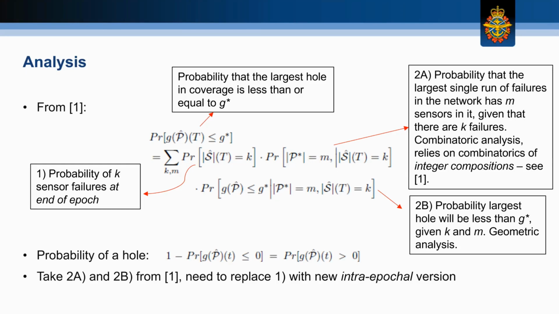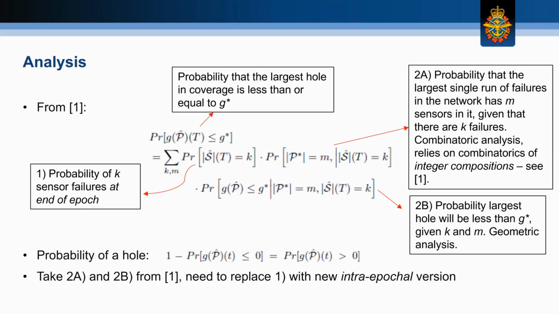This involves some combinatoric analysis relying on the combinatorics of integer compositions, which is lots of fun, but I don't have enough time to get into it today. And the final part 2B is the geometric part: the probability that the largest hole in coverage will be less than G star, given K and M. The product of these 3 terms gives you the joint distribution of K, M, and G star, and summing over K and M gives you the marginal distribution of G star, which is what we're after.